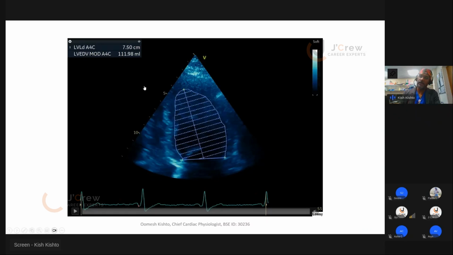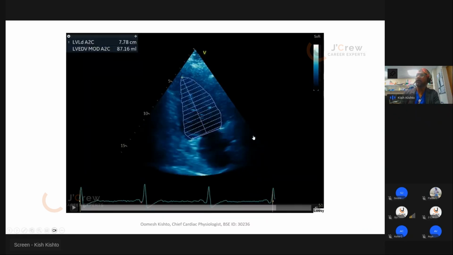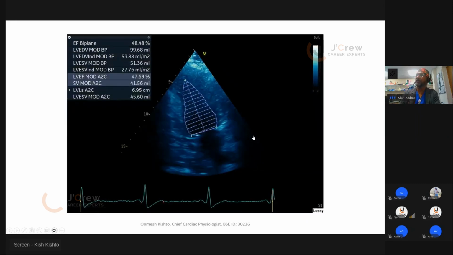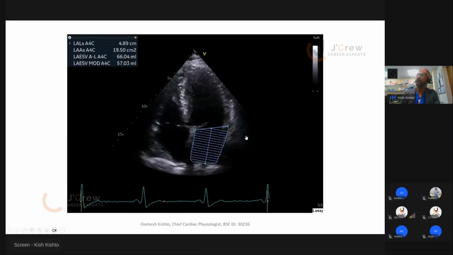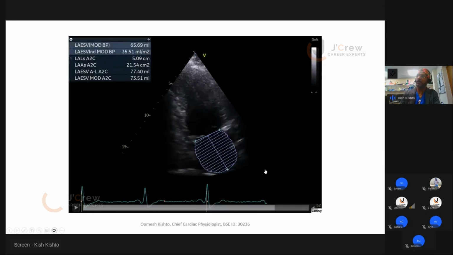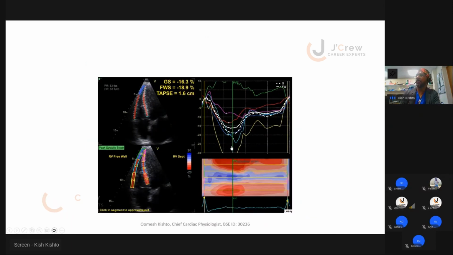So again, you do your Simpson's, you have a better, what is it, 48%, and your volume for your LA 35. And we did the GLS here, which is okay.